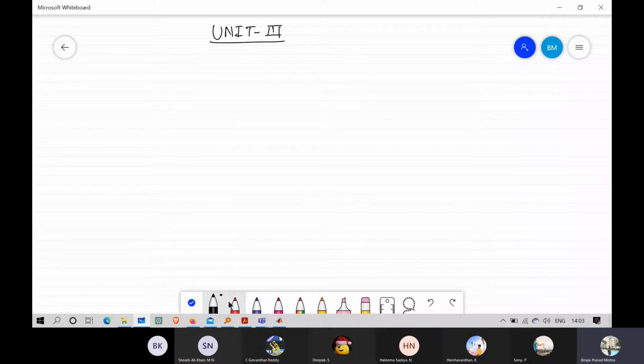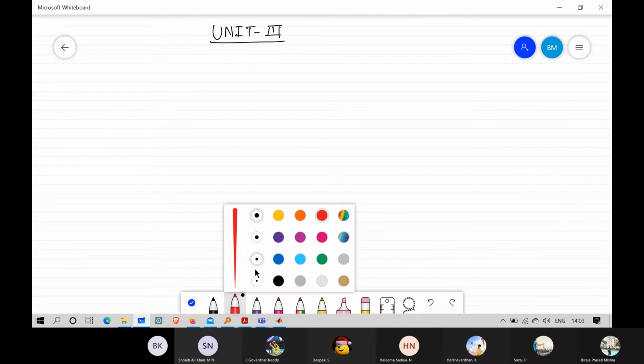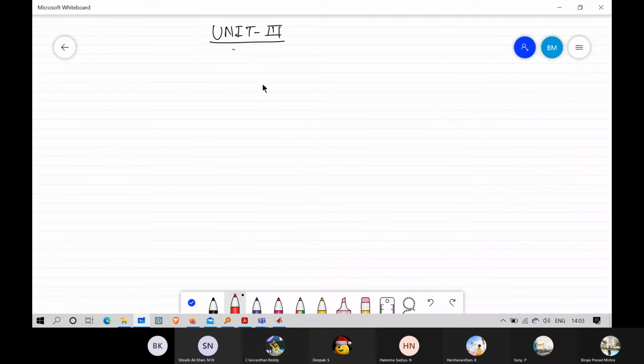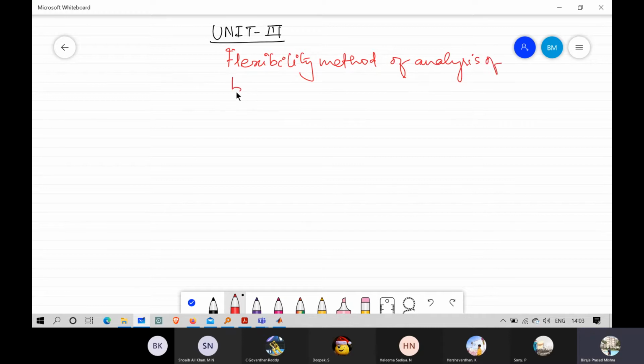Unit 3 is all about the flexibility method of analysis of beams and frames.